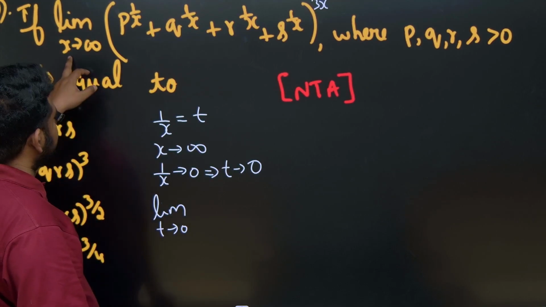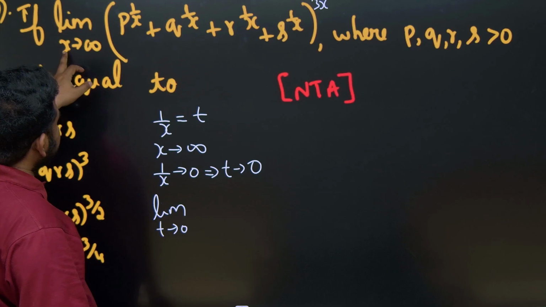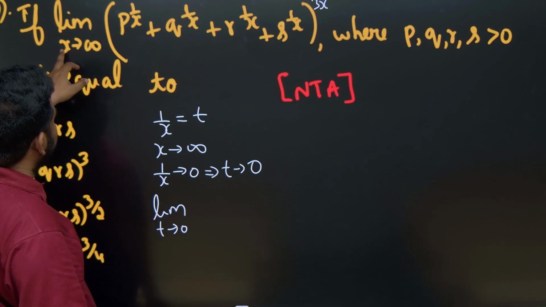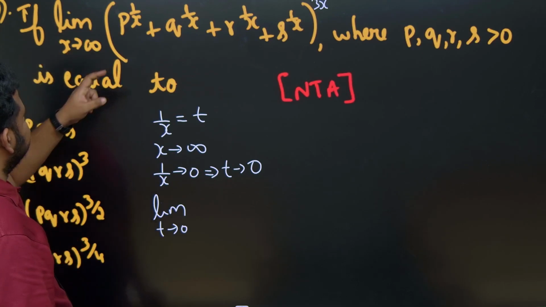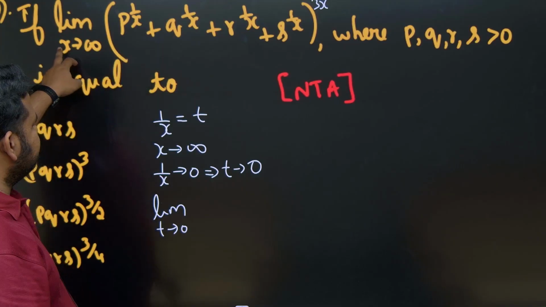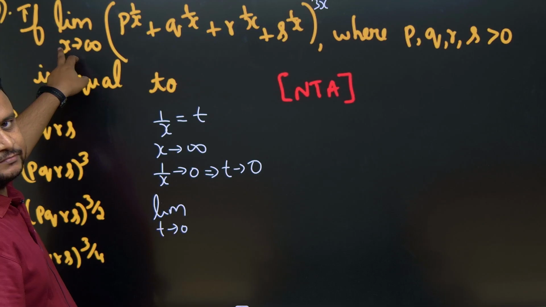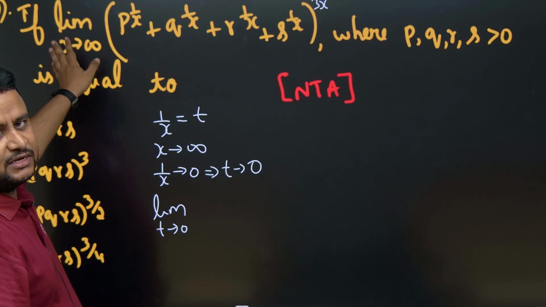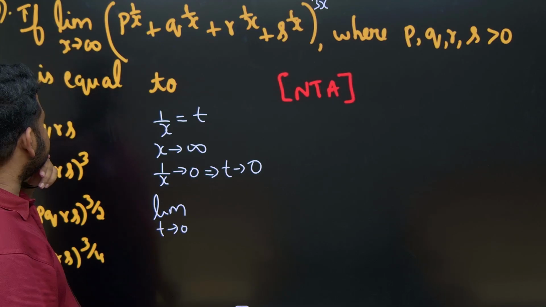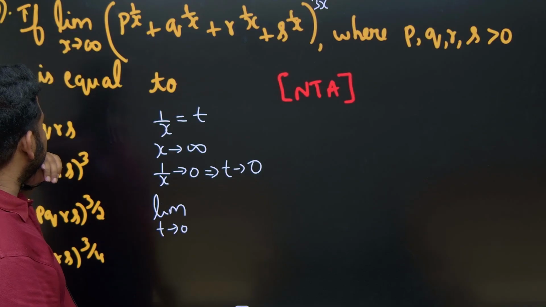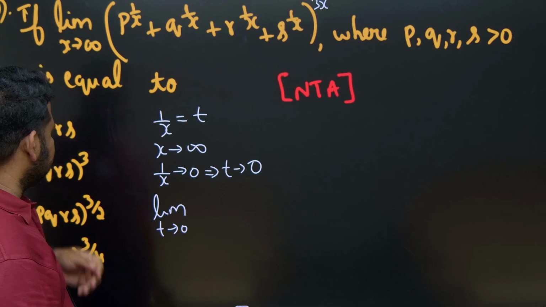So wherever x is there, I have to take 1 by x as x tends to infinity, right? So instead of x I have to take 1 by x. Correct? Instead of x I have to take 1 by x. So let me take this one.